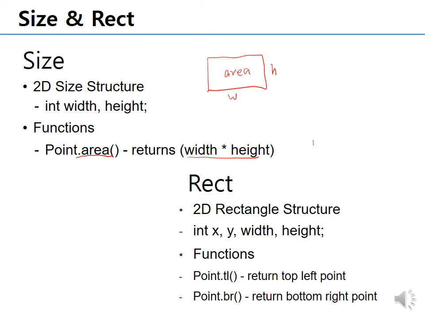The Rect class contains the rectangle information. In order to define the rectangle, we give a point, the left top corner x, y, and the width and height. So we can define the rectangle. The functions inside the Rect class are .tl, the top left point, and .br, the bottom right point. So we can access these two pieces of information using these functions.